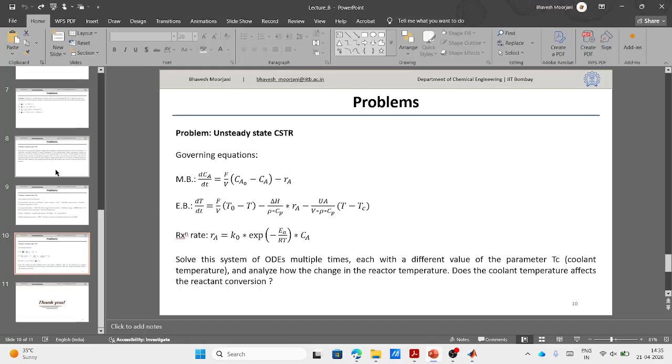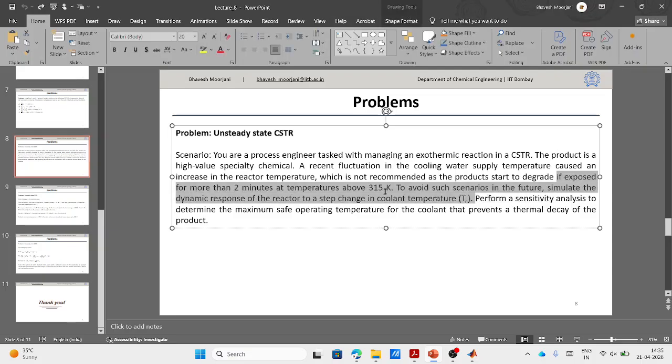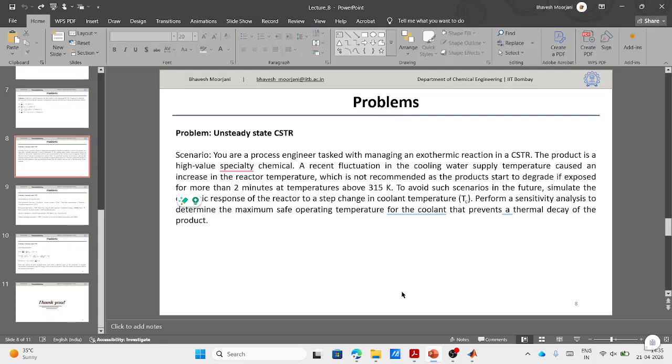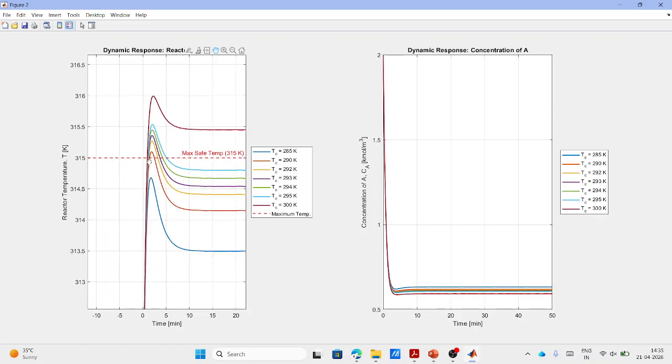But what was mentioned is that if the product is exposed to more than 2 minutes at a temperature of 315 Kelvin, then your product will start degrading. Here the temperature is increasing, but it's coming down much faster also, right? So maybe you have to look at this specific time range in which it's going above 315 and coming down to 315 Kelvin. If this time limit is less than 2 minutes, then you are okay.